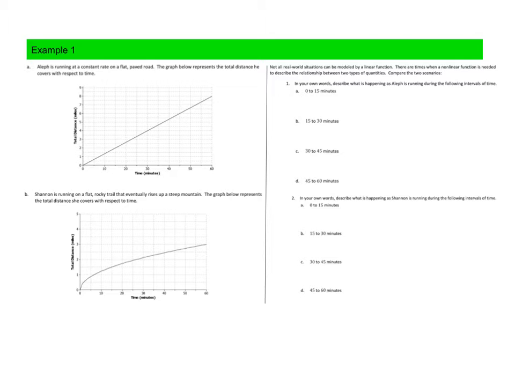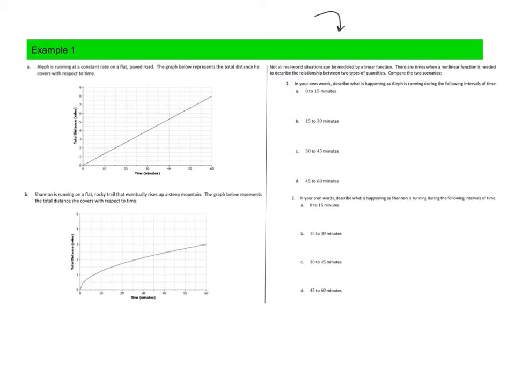All right, starting with example 1. It starts off on this side. I just put the words over here, and it says, not all real-world situations can be modeled by a linear function. There are times when a nonlinear function is needed to describe the relationship between two types of quantities. Compare these two scenarios. The two scenarios are on the left, shown in verbal descriptions and in graphs. The first one says, Aleph is running at a constant rate on flat paved road. The graph below represents the total distance he covers with respect to time.